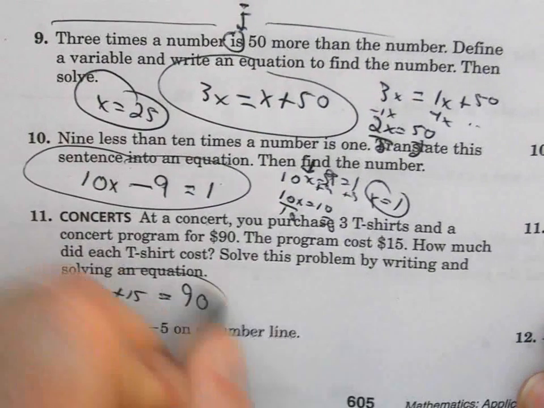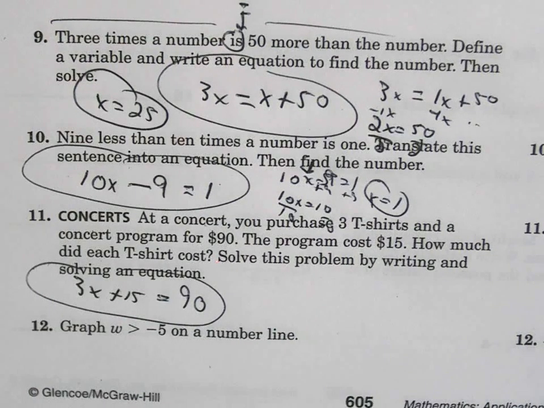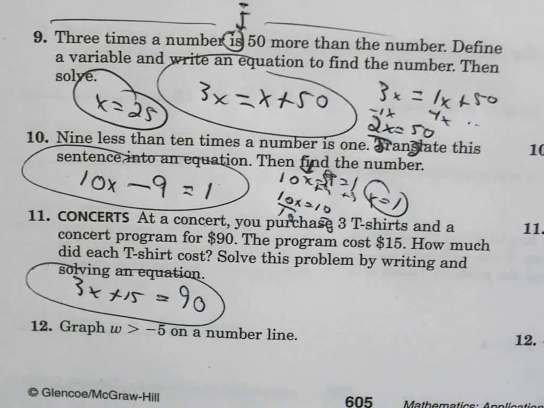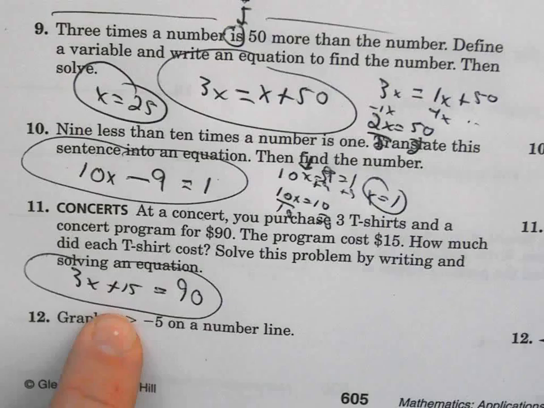How much is the program? Plus 15. Now, if anybody's been to a concert recently, it's crazy. My daughter bought a One Direction shirt. It was like $45. That's crazy. That doesn't make sense to me. 3x plus 15 equals 90.